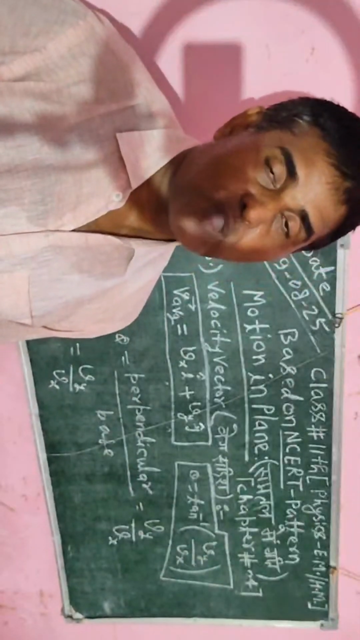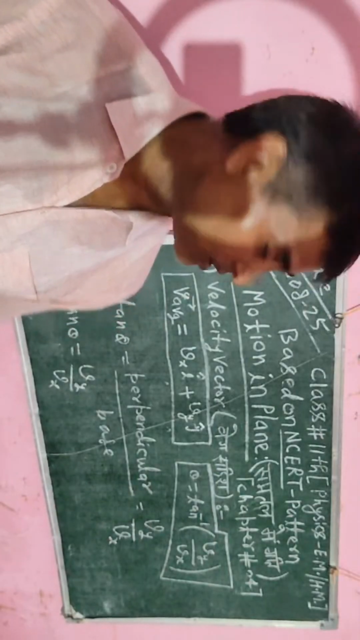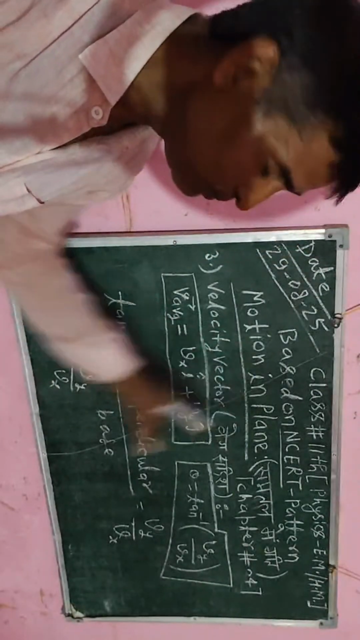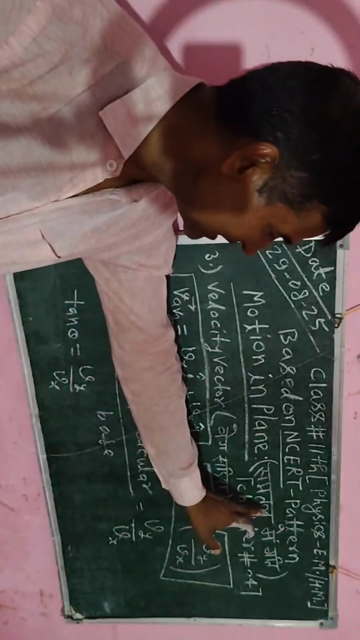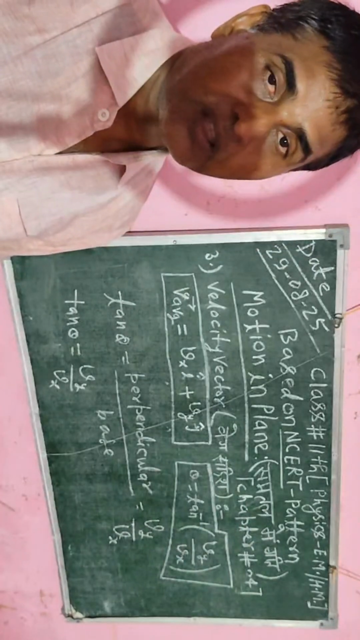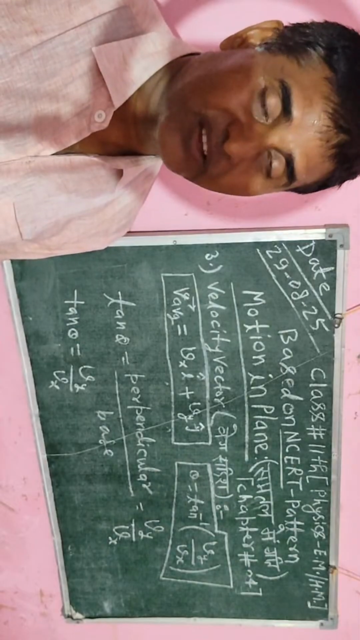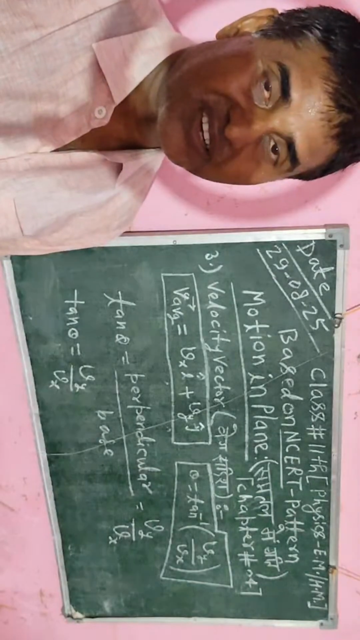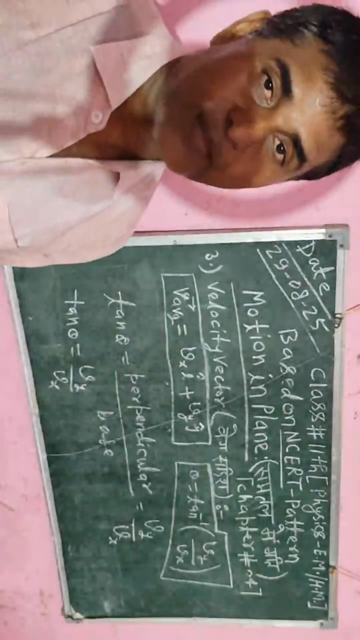So you have to remember the concept of three points available in motion in a plane, which is also in chapter number 4. One is the position vector, second is the displacement vector, and third is the velocity vector. All these concepts I have explained in detail.